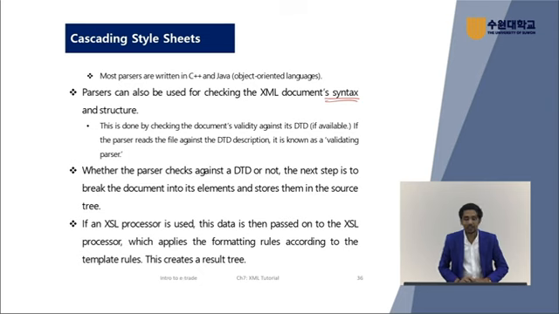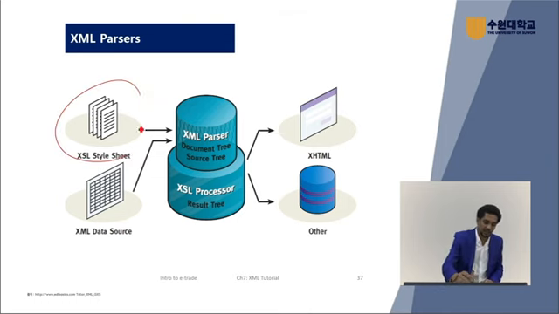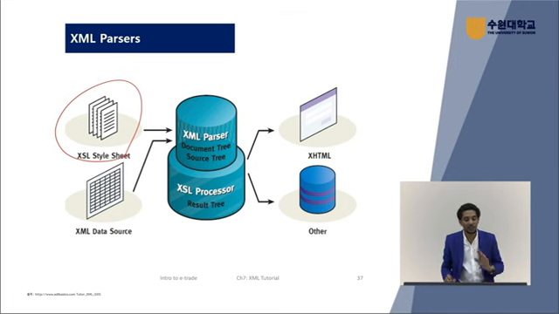Whether the parser checks against the DTD or not, the next step is to break the document into its elements and store them in the source tree. If an XSL processor is used, this data is then passed to the XSL processor, which applies the formatting rules according to the template rules. This creates the result tree, right? So this is how it looks. Instead of CSS, we have an XSL style sheet, where we define how the XML document should appear in our browser.